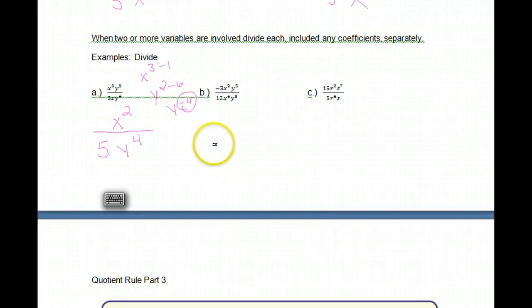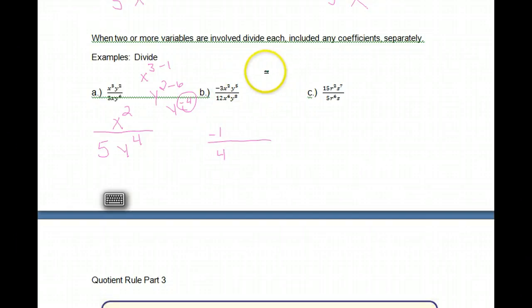Letter B, I'm going to draw in my fraction bar, and we're going to focus on reducing my coefficient, my x's, and my y's. We have negative 3 over 12. Think of it like 3/12. How is negative 3/12 going to reduce? Negative 3/12 can be reduced by 3, so that's going to make negative 1/4.